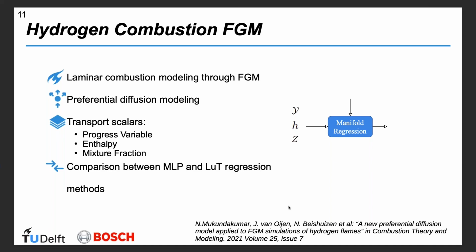Now, in hydrogen combustion, there's a phenomenon called preferential diffusion, which makes the process a little bit more difficult. You need more transported scalars. So I'm working on making that simulation process more efficient. Transported scalars that I'm modeling here are the progress variable for measuring the state of the reaction, which is like the little letter y, enthalpy for modeling heat loss, and the mixture fraction for modeling preferential diffusion, which causes local changes in equivalence ratio.